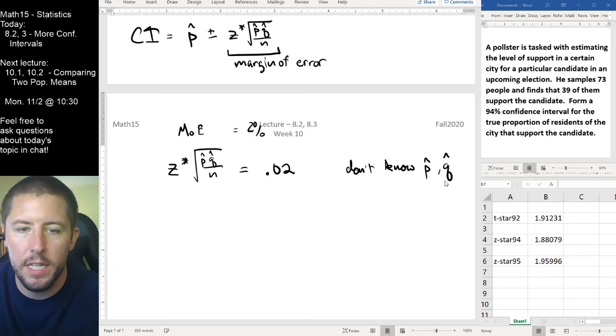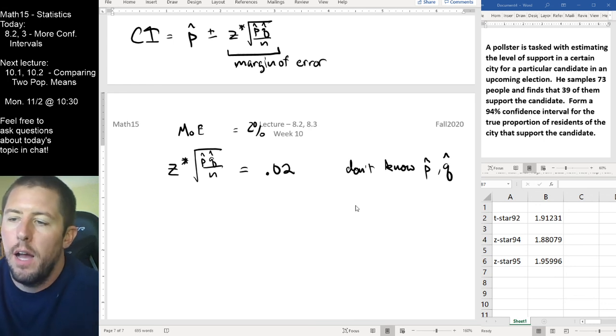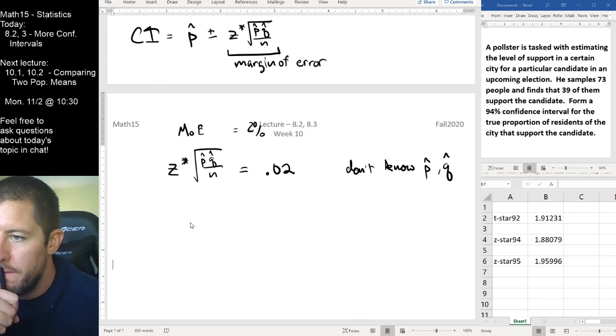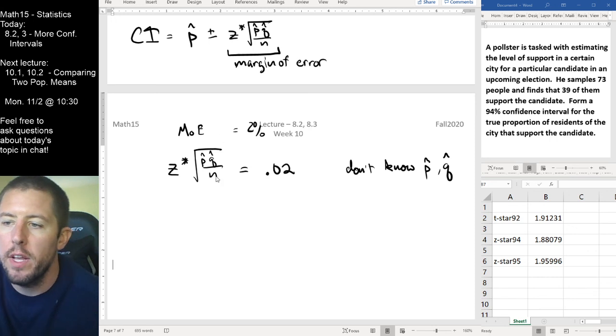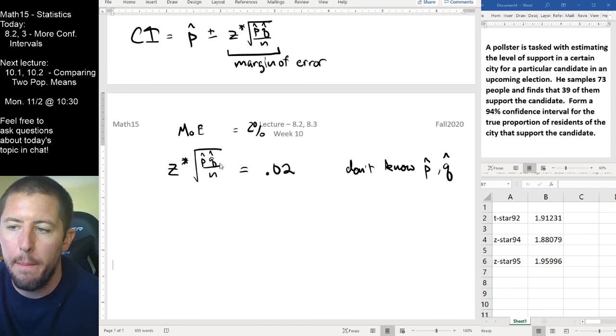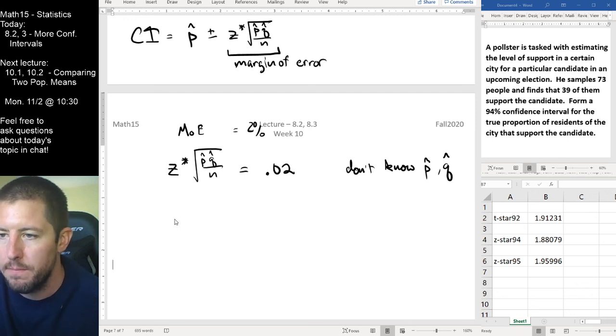All right, so here's what we're going to do. I think we should do our solving steps first. Let's do the algebra to solve for n, then we'll come back and figure out what we're going to do about the fact that we don't know p or q. So I know z star. Z star is our 1.96, so I can divide by the 1.96.